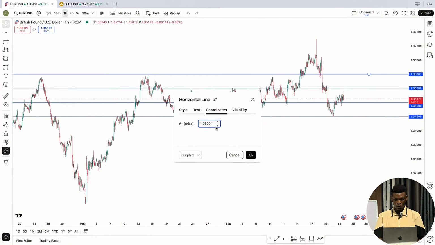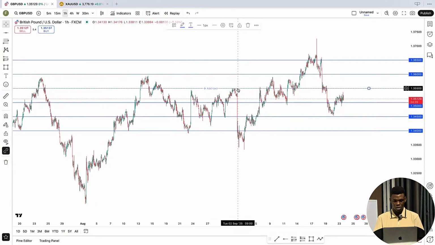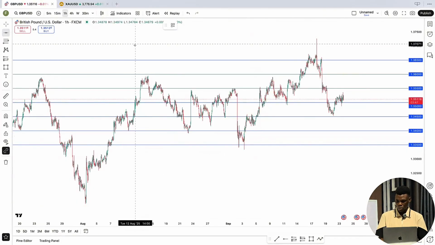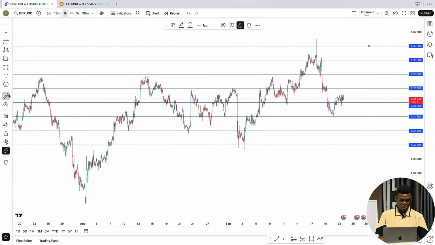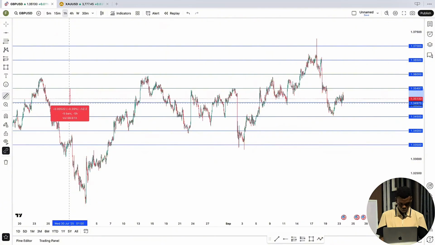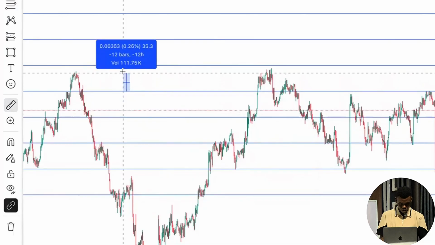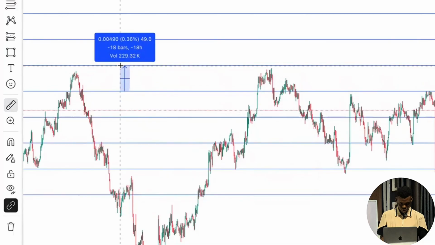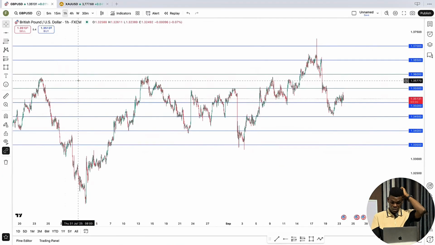To confirm your guesses that it's 50 pips, let me take from this place up to this level. You can see it's 50 pips. Then if I take the next one, you can see as well it's 50 pips. Always 50, confirmed.